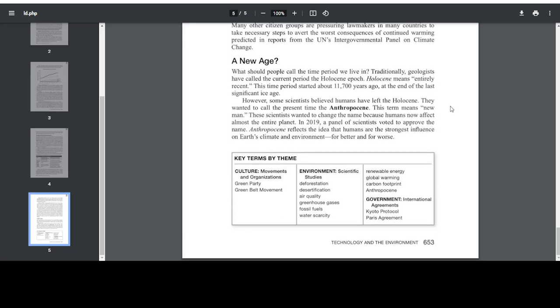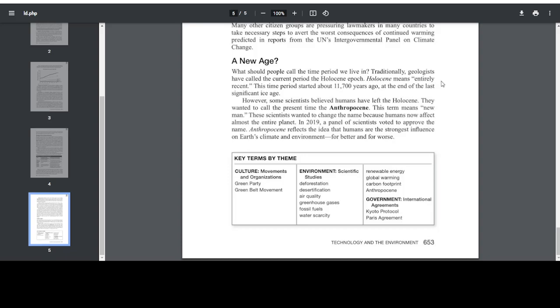A new age? What should people call the time period we live in? Traditionally, geologists have called the current period the Holocene epoch. Holocene means entirely recent. This time period started about 11,700 years ago, at the end of the last significant ice age.